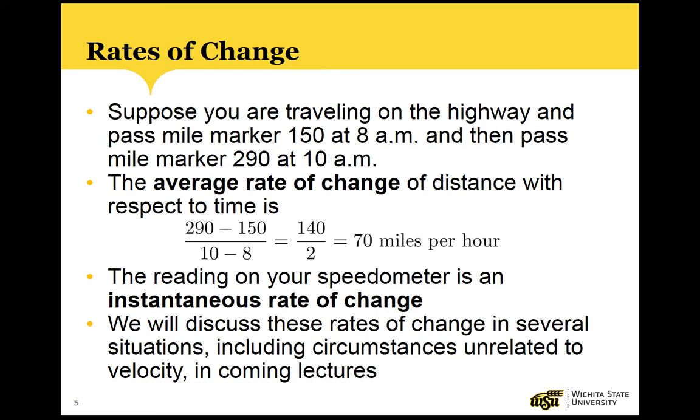It might be the case that you were traveling exactly 70 miles per hour at one point in your journey, but you weren't traveling exactly 70 miles per hour the entire time. The reading on your speedometer, which tells you exactly how fast you're going right now, is an example of an instantaneous rate of change. We're going to be discussing these rates of change in several different situations, including ones that don't actually involve velocity as we move forward.